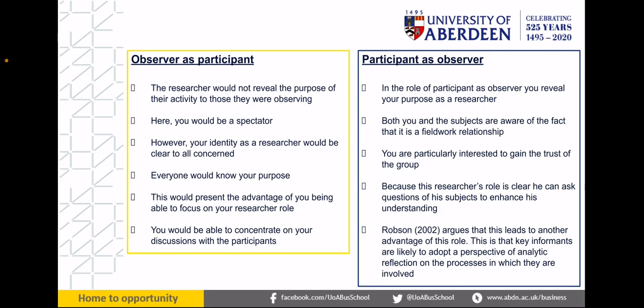And the final one is participant as observer. In the role of participant as observer, you reveal your purpose as a researcher. You and the subjects are aware of the fact that it is a fieldwork relationship. You are particularly interested in gaining the trust of that group, and because your role as a researcher or investigator is clear, you can ask questions of your subject towards enhancing your understanding. I think this also leads to a good advantage, as Robson 2002 mentioned, that the key informants are likely to adopt a perspective of analytic reflection on the processes in which they're involved.